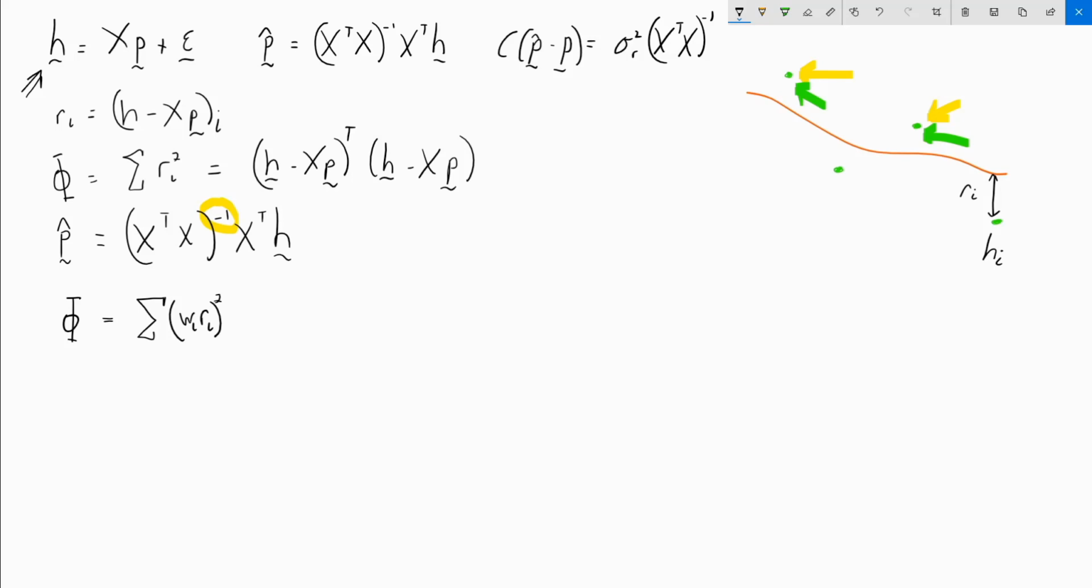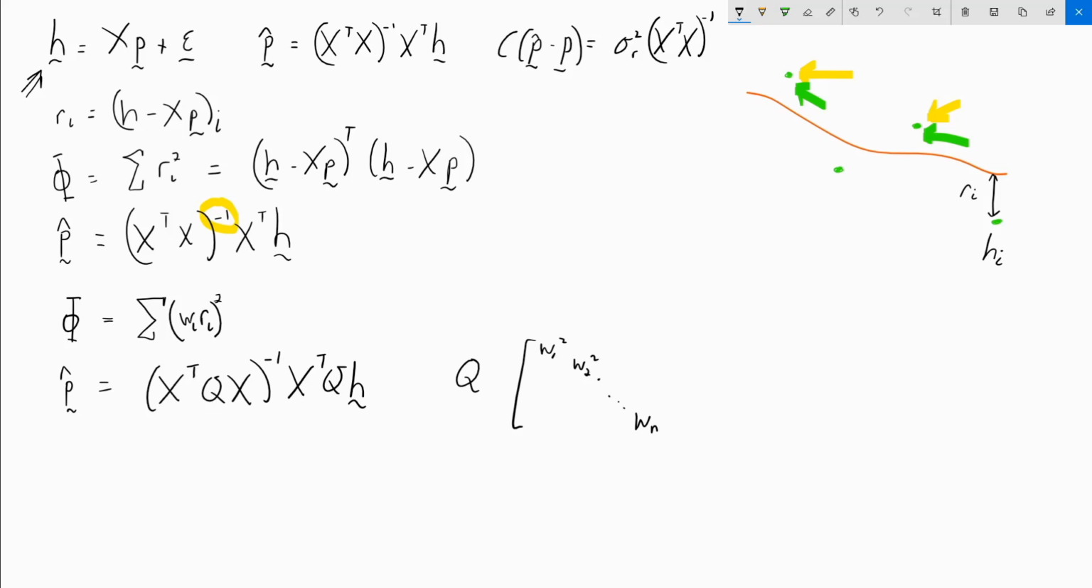It can be shown fairly easily that the solution to the inverse problem now becomes p hat equals (X^T Q X)^-1 X^T Q h, where Q is a diagonal matrix, where the weights are featured on the diagonal of that matrix, and everything else here is 0.